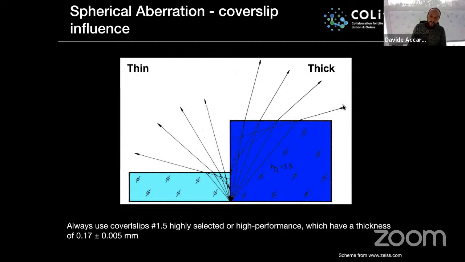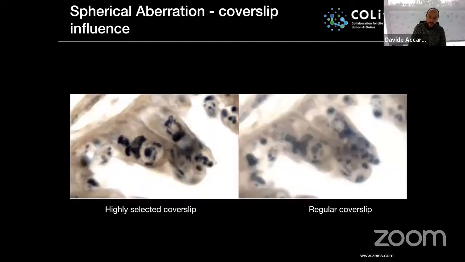So then the invitation is always use cover slip number 1.5 highly selected. Just cover slip number 1.5 is not sufficient because there is a huge variability that I can tell you precisely. The cover slip number 1.5, not highly selected, goes from a thickness of 0.16 to 0.19 millimeters. The highly selected or high performance cover slip instead has a guaranteed thickness of 0.17 plus minus 0.005 millimeters, and they make a huge difference. And I will show you here in a real picture.